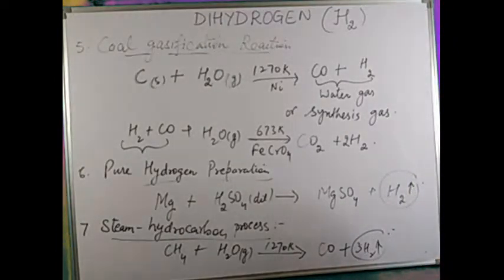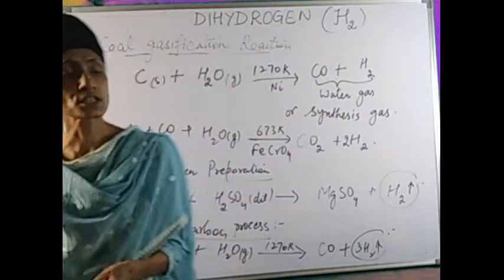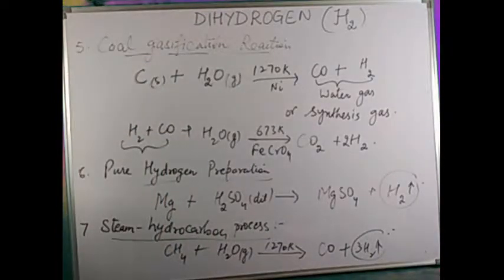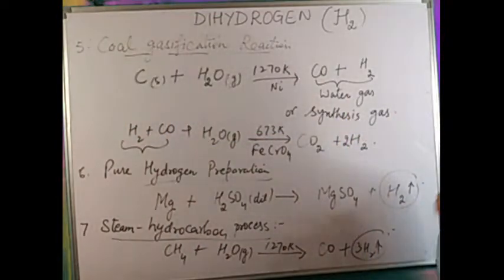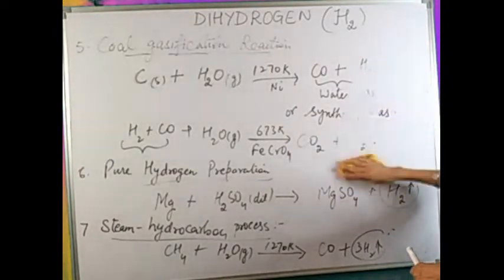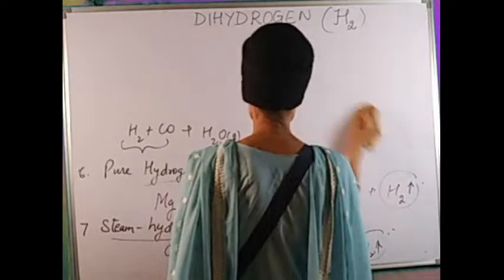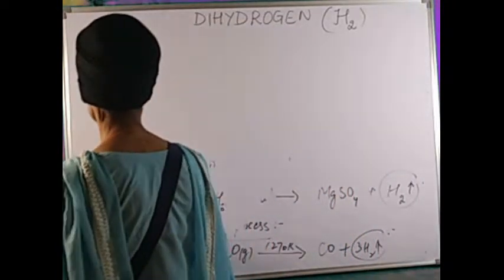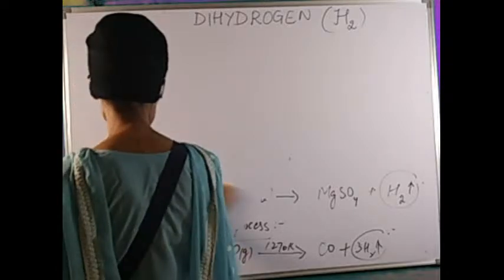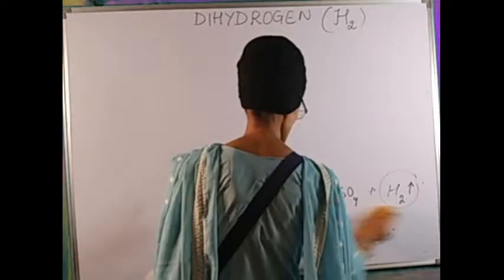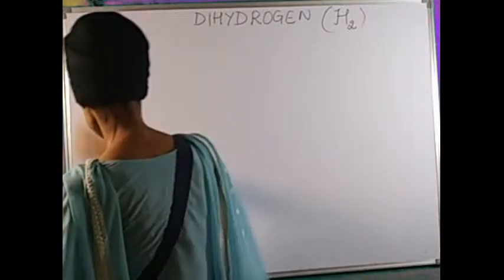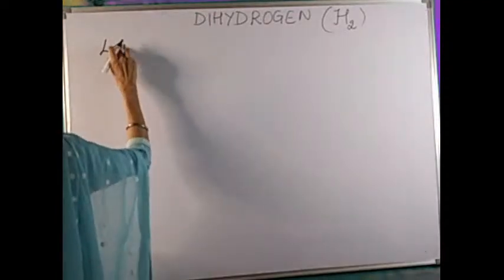One of the very important methods is Lane's process. In Lane's process, the reaction is carried out between water and iron. Water in the form of steam is used in Lane's process. Actually, the preparation in Lane's process takes place in two steps. In the first step, there is a reaction of the iron with steam. The first part is the oxidation process and the second is the reduction process. So it is a very important method.